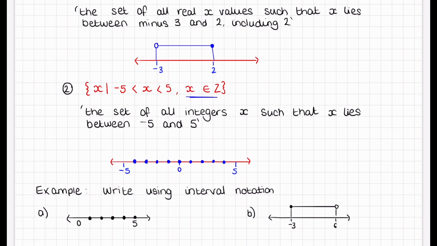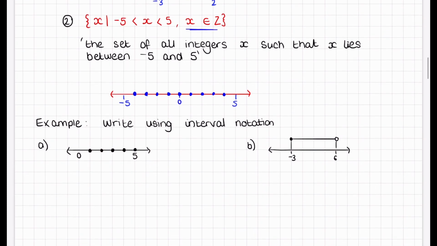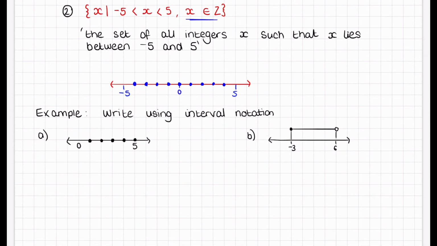Go to 2 examples of this. Write using interval notation. So now we've actually been given the diagram and we want to write the mathematical sentence. So for this first one, A, it's very similar to that example 2. So we always start with our curly brackets. It's going to be x such that, now it's going between, if we look here, we've got 0, 5, this has to be 1, 2, 3, 4. Dots on the line, which mean they're integers.